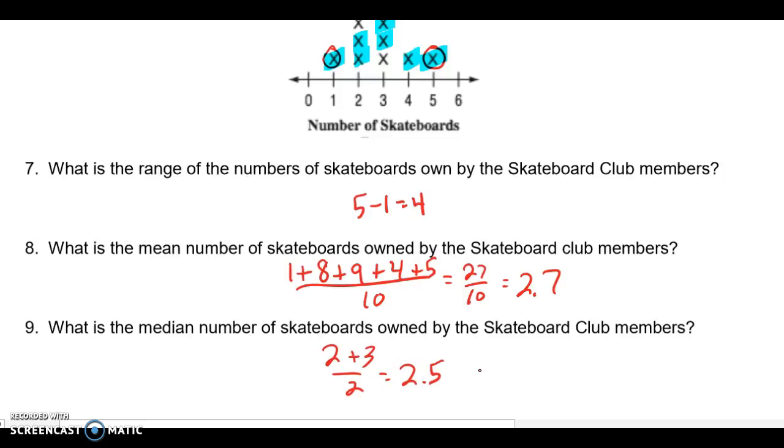That one I definitely don't want to round, because if I rounded it, that would indicate there was actually 3, and that was the median point. It's actually not. It's between 2 and 3.